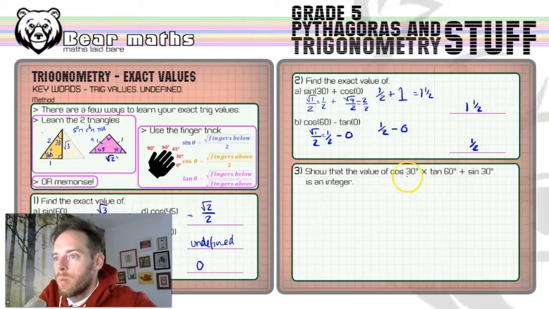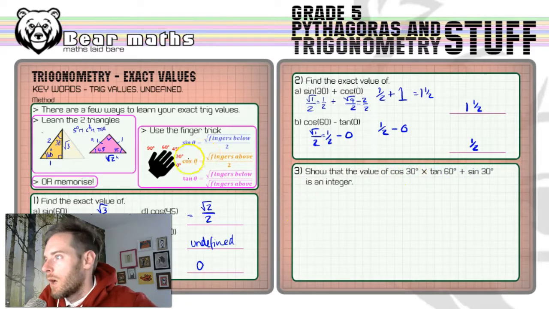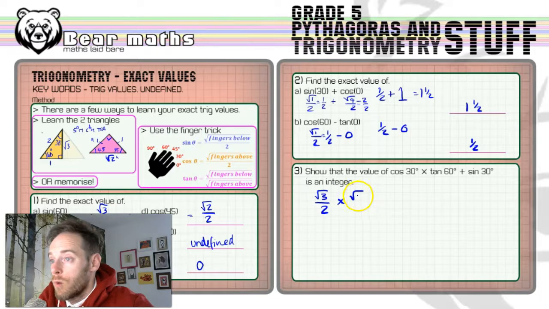But what is each one of these things? Well, let's work out these values. Cos 30. Let's go cos of 30. Fingers above, 1, 2, 3. So it's awkward straight away. Root 3 over 2. That's our cos 30 multiplied by tan of 60. So tan 60 is the fingers below 1, 2, 3. Root 3 over root 1. Now, the square root of 1 is just 1, so that bit's okay to do.